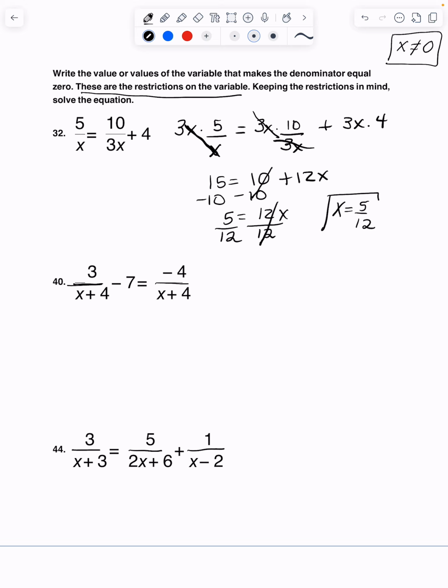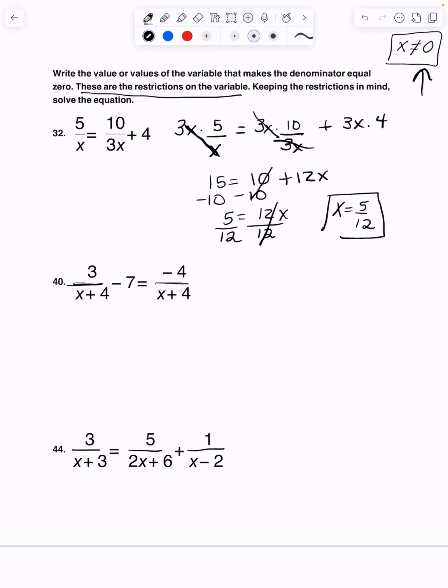As long as my answer is not that restriction, it's not 0, then I'm going to be able to use that answer. In other words, 5/12 would be a good answer, as long as that answer was not 0. Had it come out to be 0, we would have to say no solution. All right, so let's look at another example.